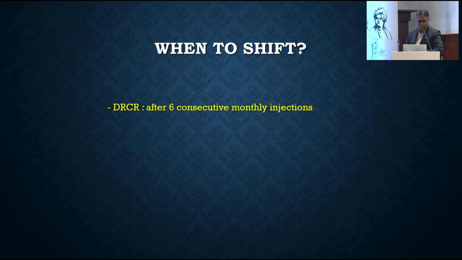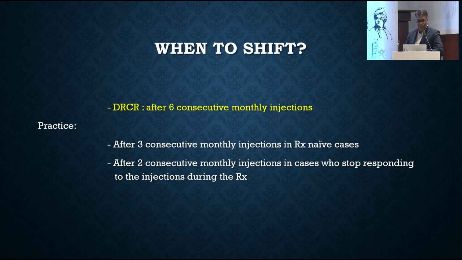The question is when to shift. DRCR says after 6 consecutive monthly injections. But that is not practically possible in our scenarios, and what we do in practice, or what the latest studies are telling us, is to shift after 3 consecutive monthly injections in treatment-naive cases, or 2 consecutive monthly injections in cases who stop responding to the injections. But ensure that patients don't drop out of the treatment, because we have seen that patients who drop out and do not take an injection for 2 to 3 months generally land up in more refractory DME.